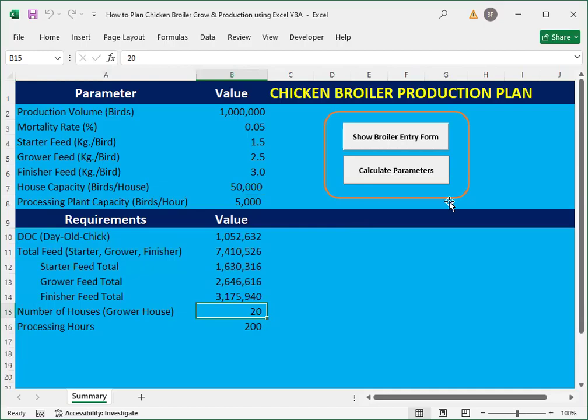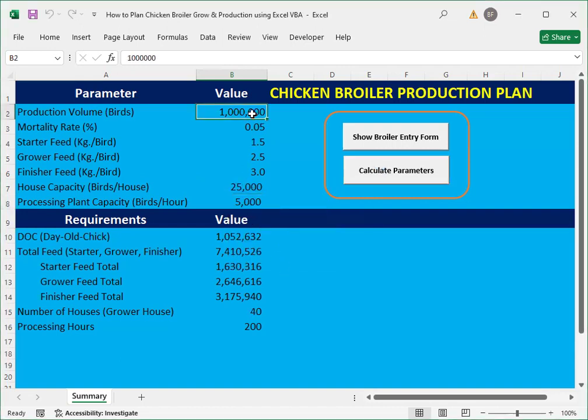So you see, whatever you put here as the input in the parameters in terms of the production volume, in terms of the mortality rate, in terms of the feed, this is standard, no problem. We cannot change that. But in terms of the house capacity, we increase. What about the processing plant? Okay, the dressing plant. The dressing plant capacity will also change. Okay, we calculate again.